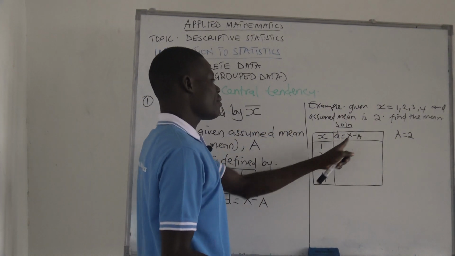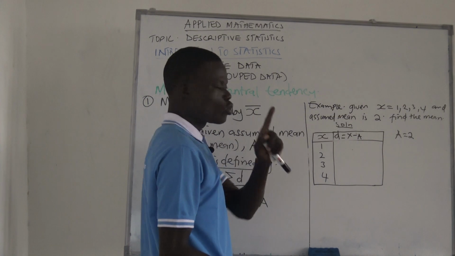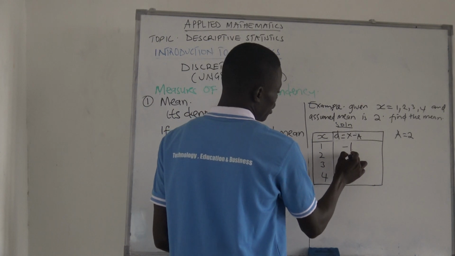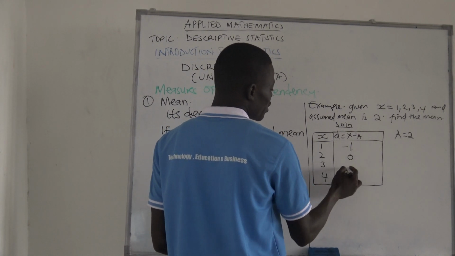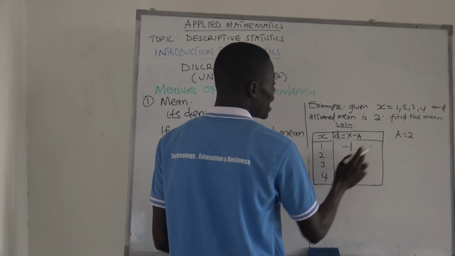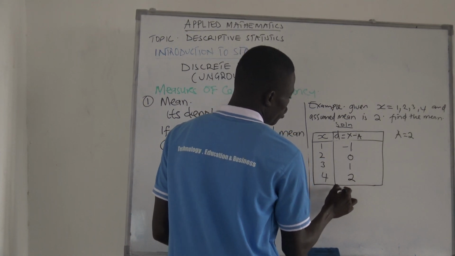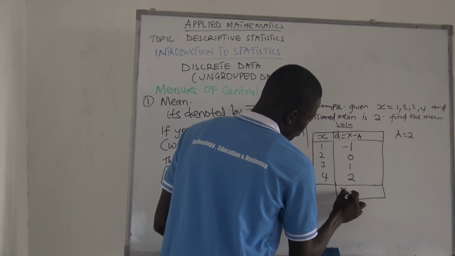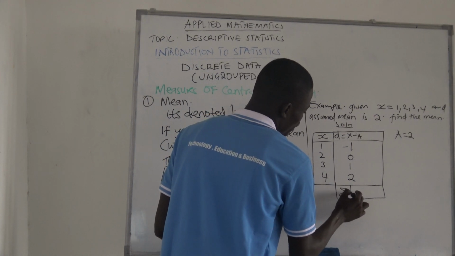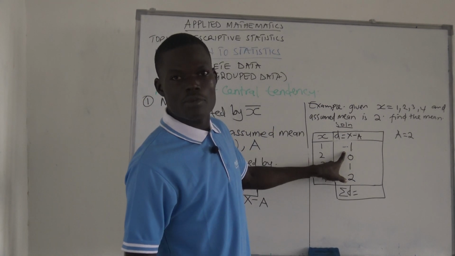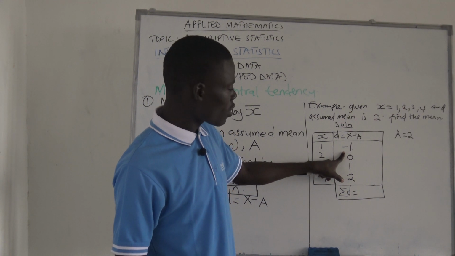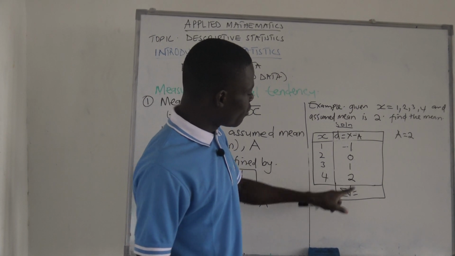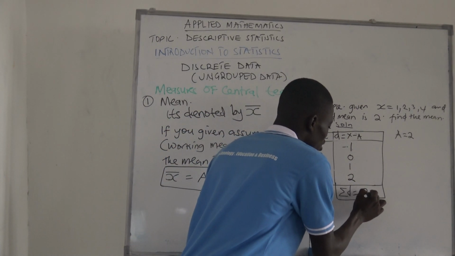So if you get x minus a, you start with 1 minus 2, you get negative 1. 2 minus 2, you get 0. And then 3 minus 2, you get 1. 4 minus 2, you get 2. So you get here the summation of d: negative 1 plus 0, you get negative 1. And then negative 1 plus 1, you get 0. And then what will remain? We get 0 plus 2, which is 2.